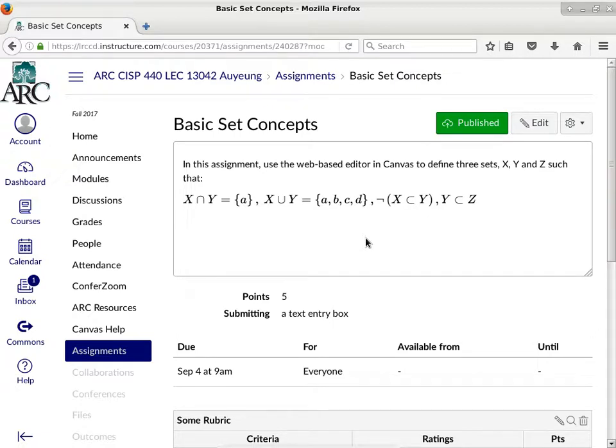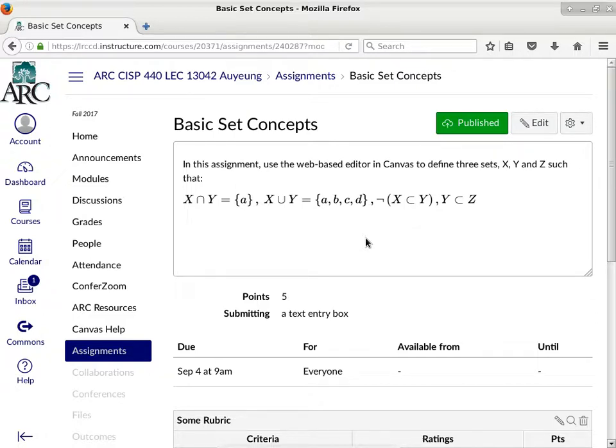So the homework assignment is just to use the web-based editor in Canvas, which is just like any other web-based HTML editors. So I want you to find out how you can define x as a set, y as a set, so that the intersection of x and y is the one single element A. The union of the two sets would be A, B, C, D as the elements. I don't want x to be a subset of y, and I want y to be a subset of z, and z can be whatever. Okay, it just has to be a superset of y.